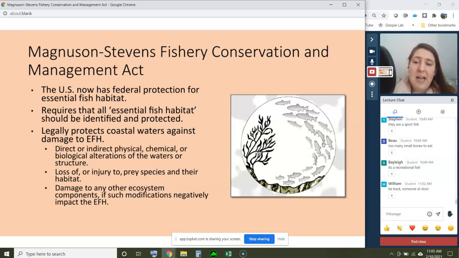And so the U.S. now has federal protection for essential fish habitat. And this is in the Magnuson-Stevens Fishery Conservation and Management Act.